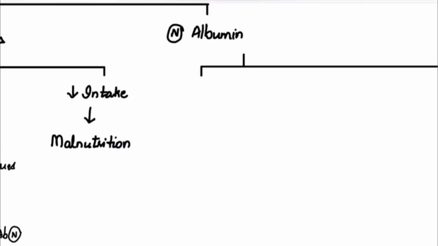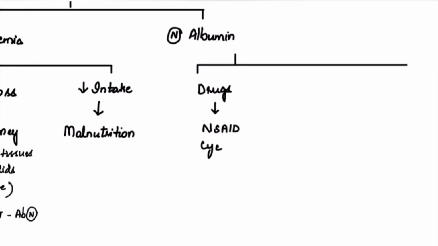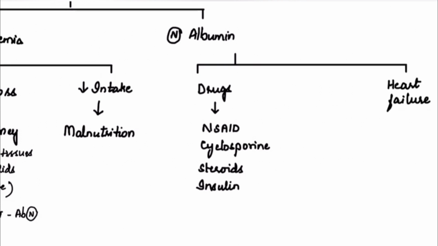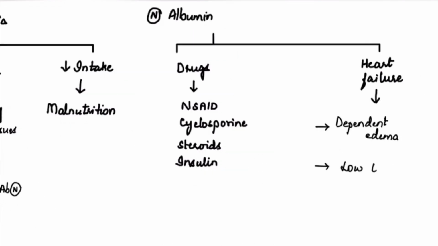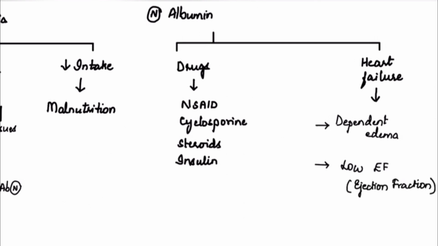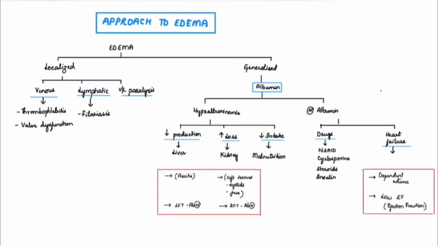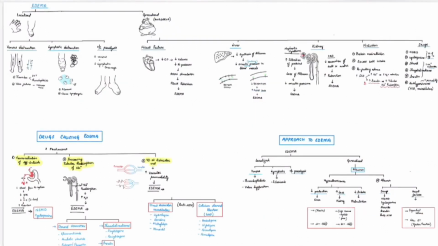Now, if the albumin content is normal, then think about drugs. So, drugs, especially the NSAID, cyclosporine, the steroid group, insulin, thiazolidinediones and antihypertensives. Or look for heart failure. So, heart failure, again, there will be dependent edema and the ejection fraction should be low. So, this is the flowchart showing approach to edema. This is the complete picture of what we have discussed so far.